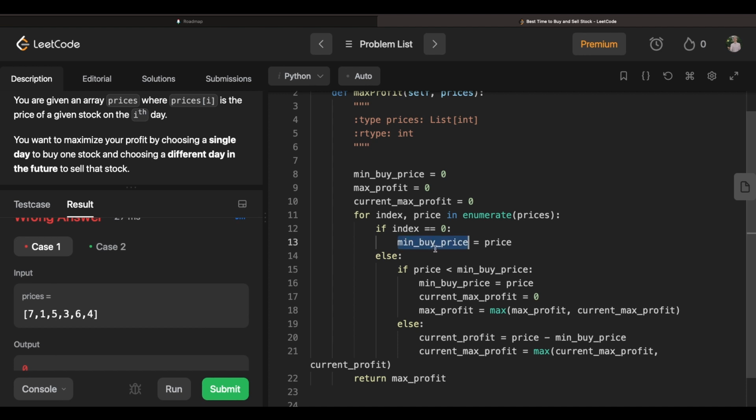So we set the min buy price equal to the current price, which means we set the min buy price at 7 to start. On the next iteration, 1 is less than 7, so we set the min buy price equal to the price. So we set this to 1. We reset this to 0, which is what it was at already. And the max profit is the maximum of 0 and 0. Aha.